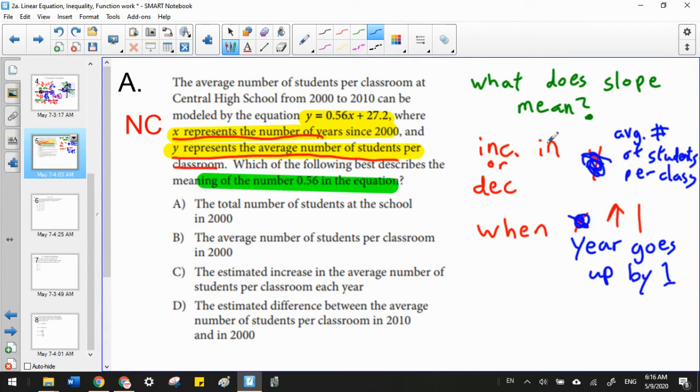And when you have that verbal translation for what the slope means, it becomes exceedingly obvious that C, the estimated increase in the average number of students per classroom each year, is the correct answer. Because we're talking about the average number of students per classroom, and then each year always means 1 year. So this sentence matches this situation exactly, which is a good way to use our conceptual understanding to beat this problem quickly. And now let's try a different problem.